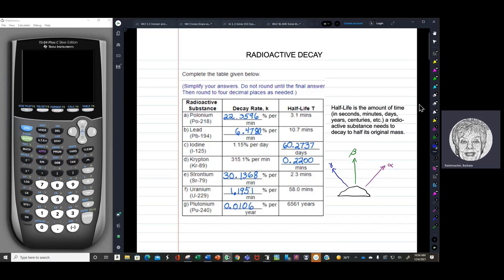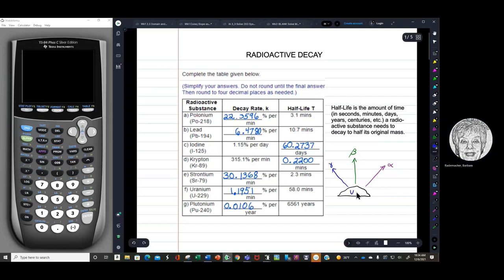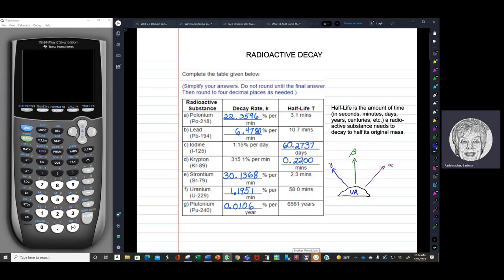What on earth is radioactive decay? This is my rendition of a rock of uranium. Radioactive substances emit energetic particles known as alpha particles. Here's alpha, beta particles, and gamma particles, and other kinds of particles too.